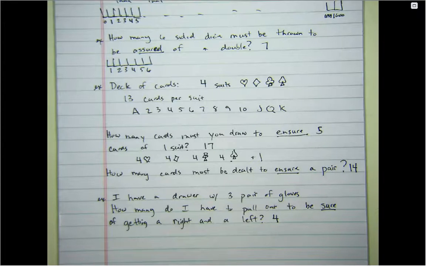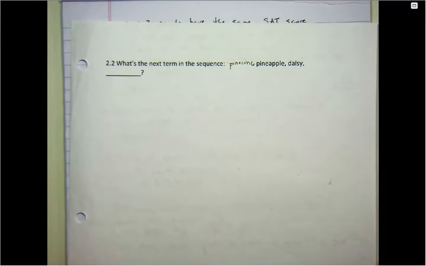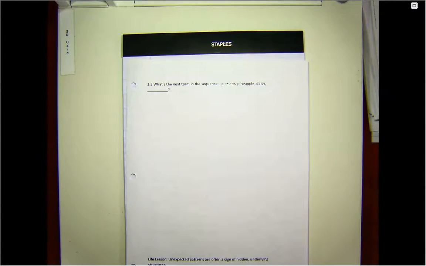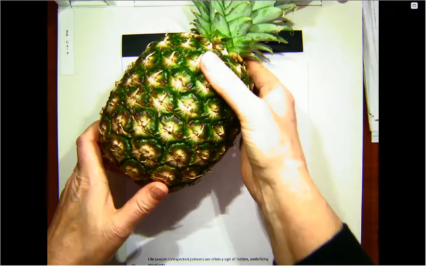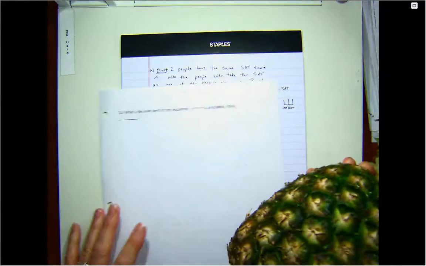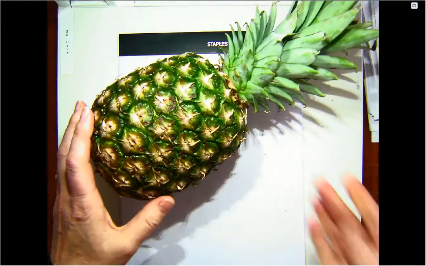So the author starts out these sections with a question, and this question is missing. No, where did it go? Here it is. What is the next in the sequence? Pine cone, pineapple, daisy, and so on. So we're going to look at your pine cones and pineapples. Hopefully everybody brought a pine cone or a pineapple. I see some of them, so that's super, and delicious too, at least if you brought the pineapple. So we're looking at what is the next in this sequence? Pine cone, pineapple, daisy. What comes after that?